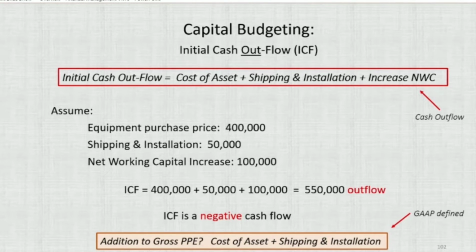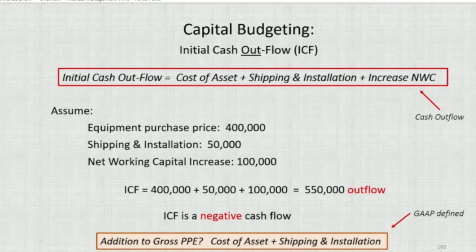Now, a similar question that's a little bit different is, once we purchase that equipment, what is the accounting entry to gross plant and equipment? As defined by GAAP, generally accepted accounting principles, the number that we put in gross plant and equipment is the cost of the asset plus shipping and installation expense. It does not include increase in net working capital. That's just defined by GAAP.